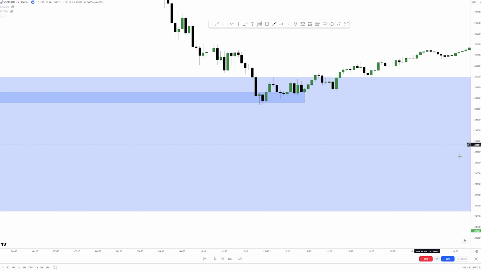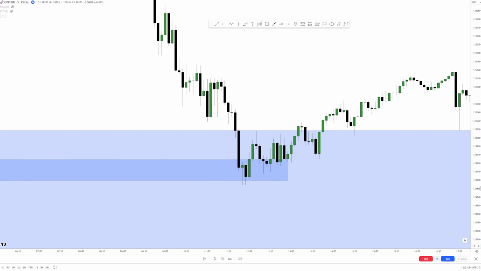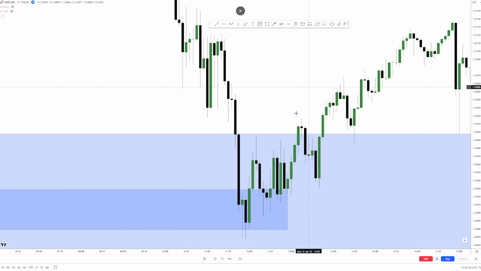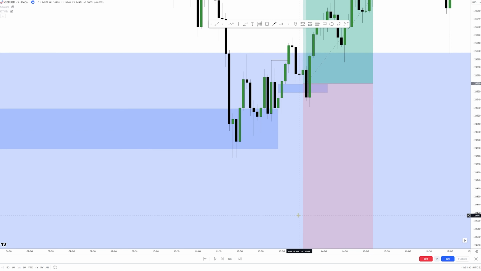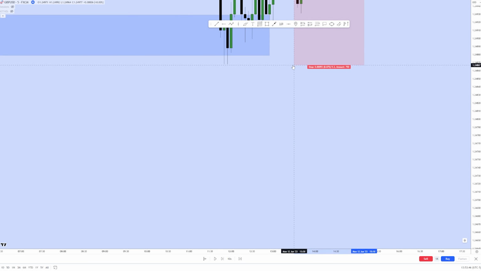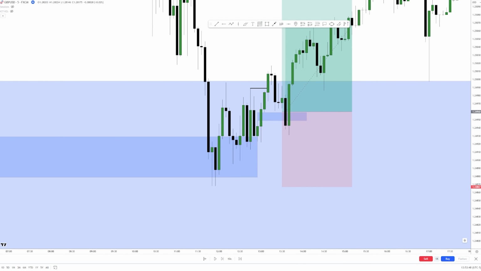There are some more FVGs down here, so you can expect a continuation towards the upside, a reaction from those FVGs. So now your change of character, of course, is happening right here. There are a bunch of FVGs. On the 5-minute, you can find a trade, which is this trade right here. Stop loss on the bottom of this area, 9.3 pips.